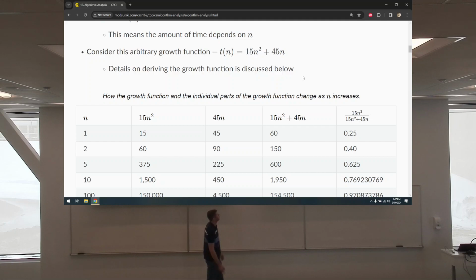What about when n is 2? Well, the 15n squared is now 60 and 90. Again, the 45n is worse. How about 5? Well, now it's a little different. Now the 15n squared is bigger than 45n. It's still not small, but they're comparable, but we could see that the 15n squared kind of took over. When it's 10, now the 15n squared is starting to really outpace the 45n.